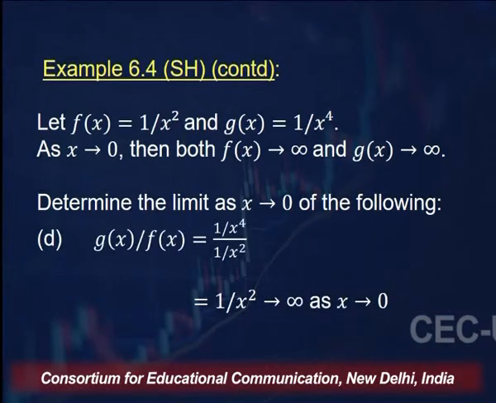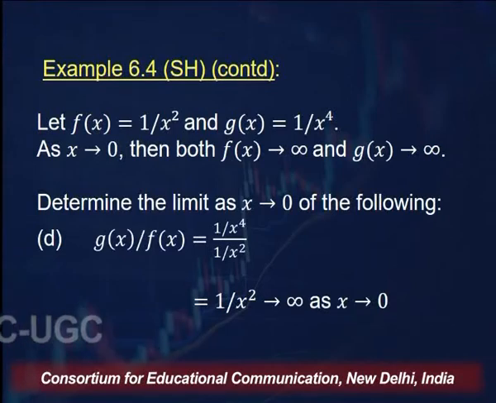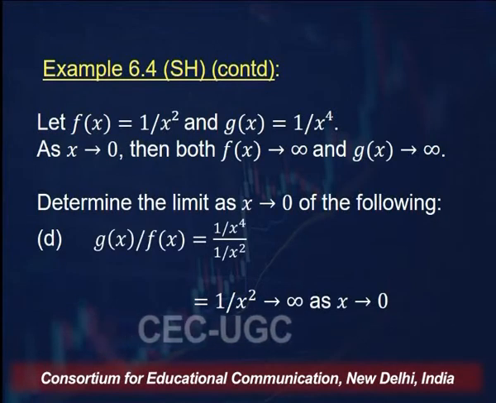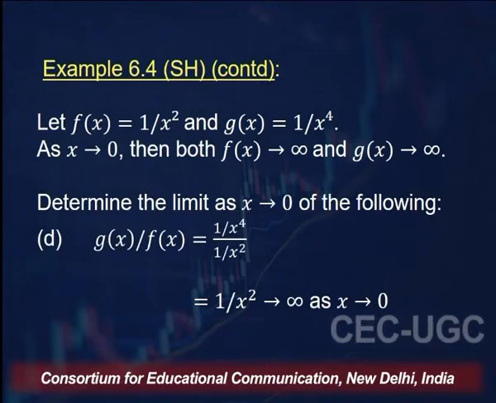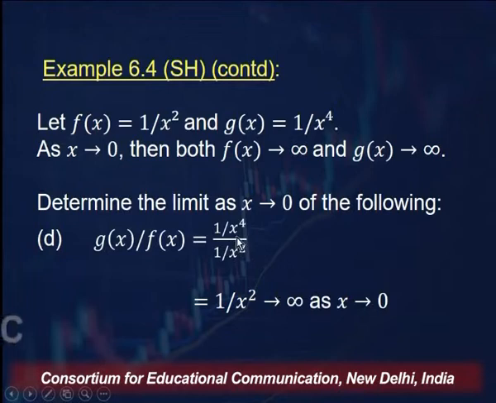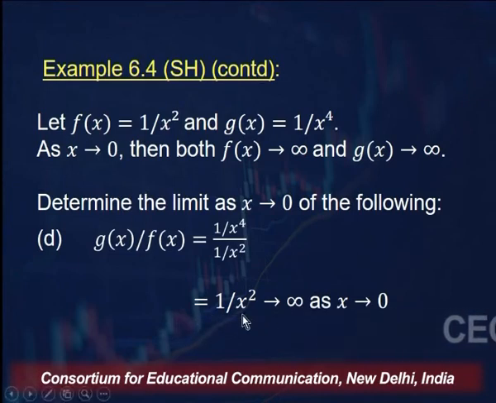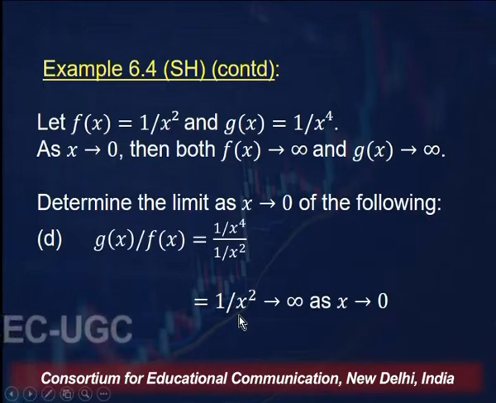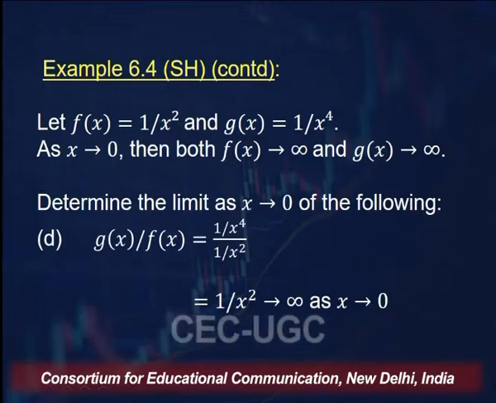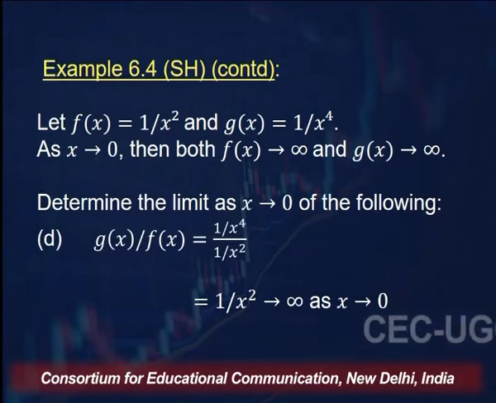Now what happens to the limit of g of x divided by f of x as x tends to 0? You can see here that g of x is 1 by x to the power 4, and f of x is 1 by x squared. When you divide g by f, you get 1 by x squared, and because x is tending to 0, 1 by x squared will tend to infinity. So you see the variety of results that you get, and you can also work with some different functions on your own and see whether you can get different results.